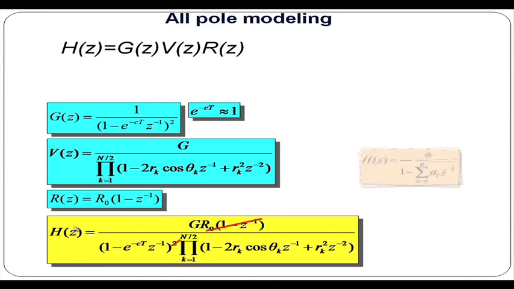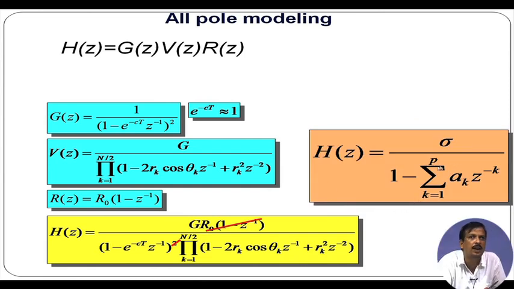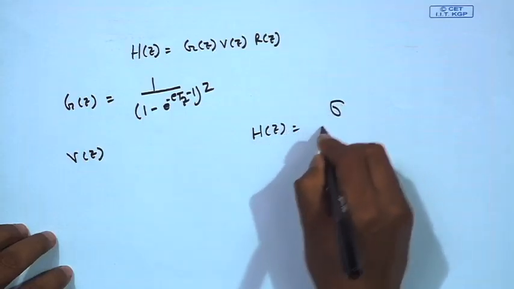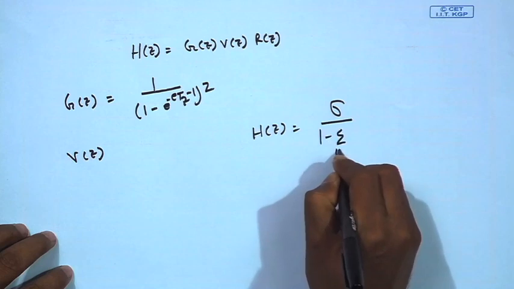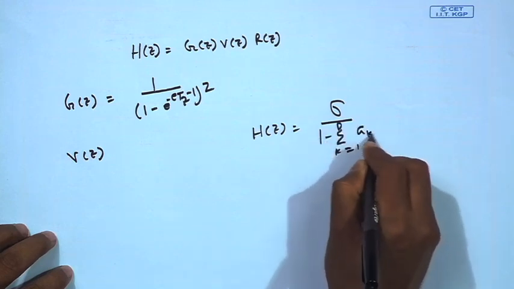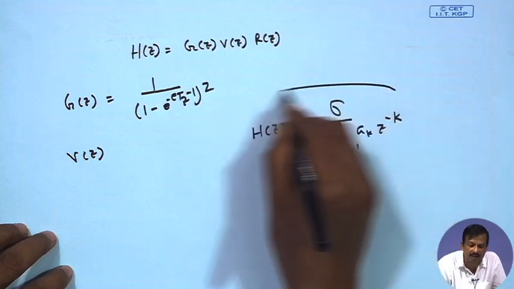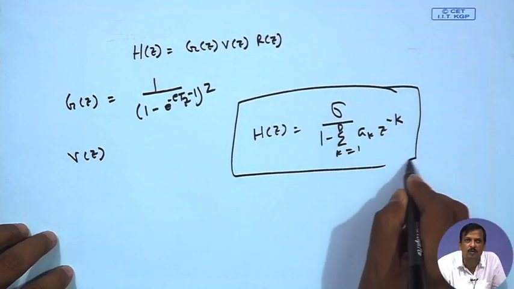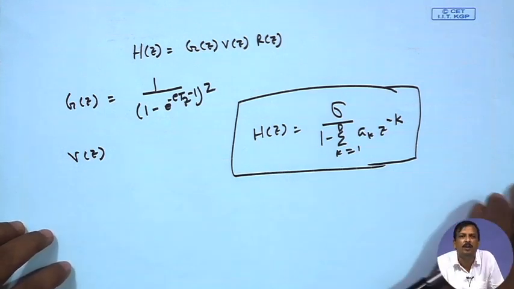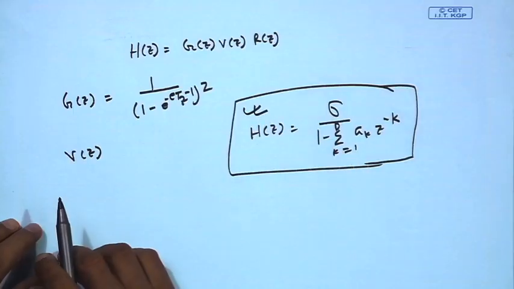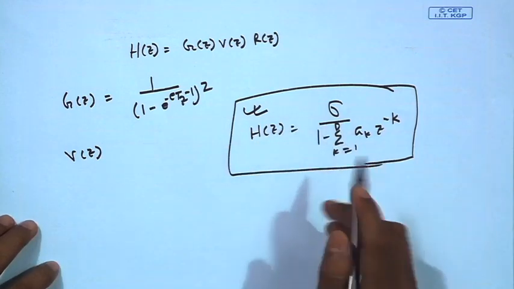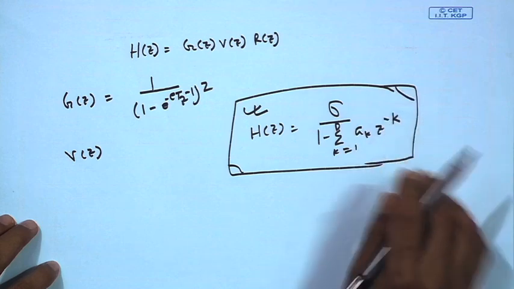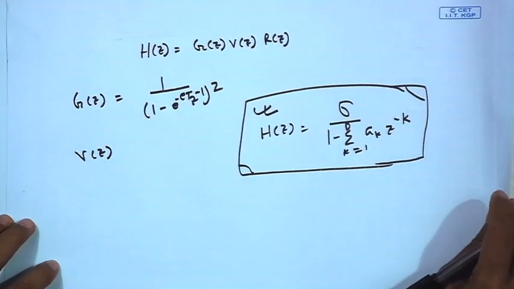So, I can see the total H(z) is in the form of an all-pole model. So, I can express H(z) as an all-pole model, 1 minus the sum over k equal to 1 to p of a_k z to the power minus k. So, this is the basis for why we do LPC analysis, linear predictive analysis, for voice. Since the vocal tract transfer function can be modeled using an all-pole model, linear prediction is possible in the vocal tract, or in the speech production system.